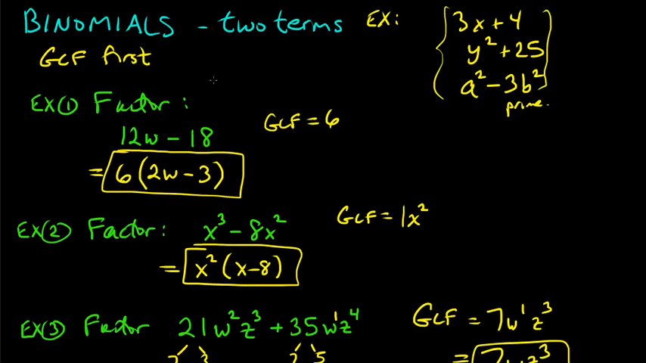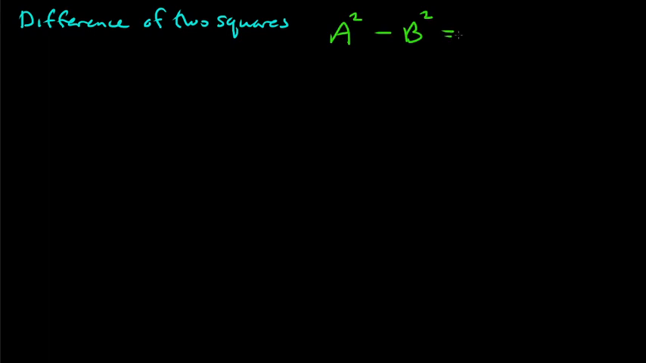All right, but there's other things we can do with binomials. Right, and the first is what are called the difference of perfect squares. The difference of two squares. And it goes like this, right? If you have a squared minus b squared, that will factor as a plus b times a minus b. Okay. So not a perfect square because, right, one's a plus, one's a minus. So you can't combine those, right?